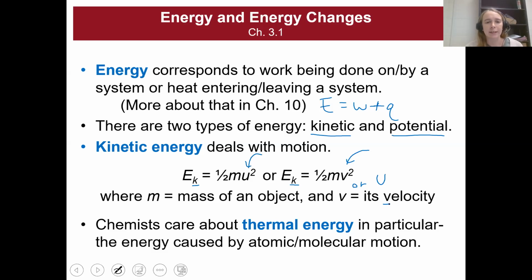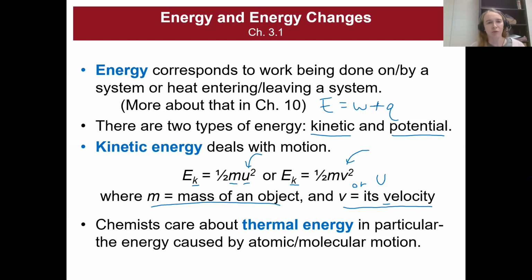And the energy is equal to 1/2 times the mass of the object, m, times the velocity squared. So m is the mass of the object, v is the velocity, and you want to square it. So 1/2 mv squared or 1/2 mu squared.